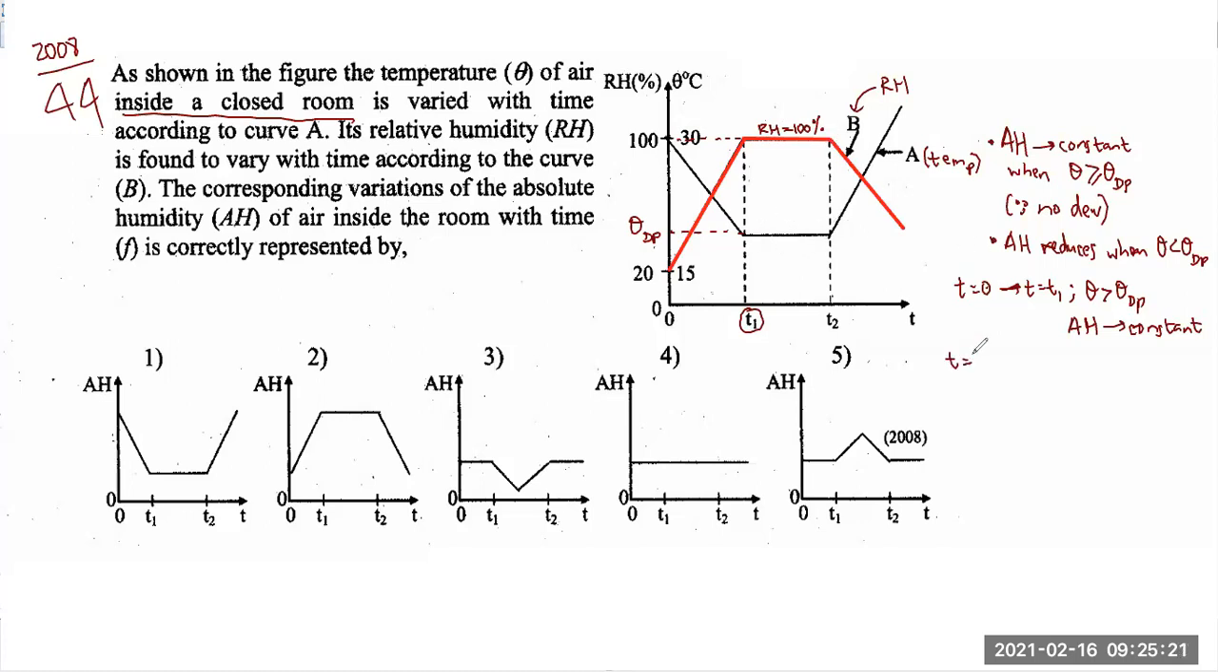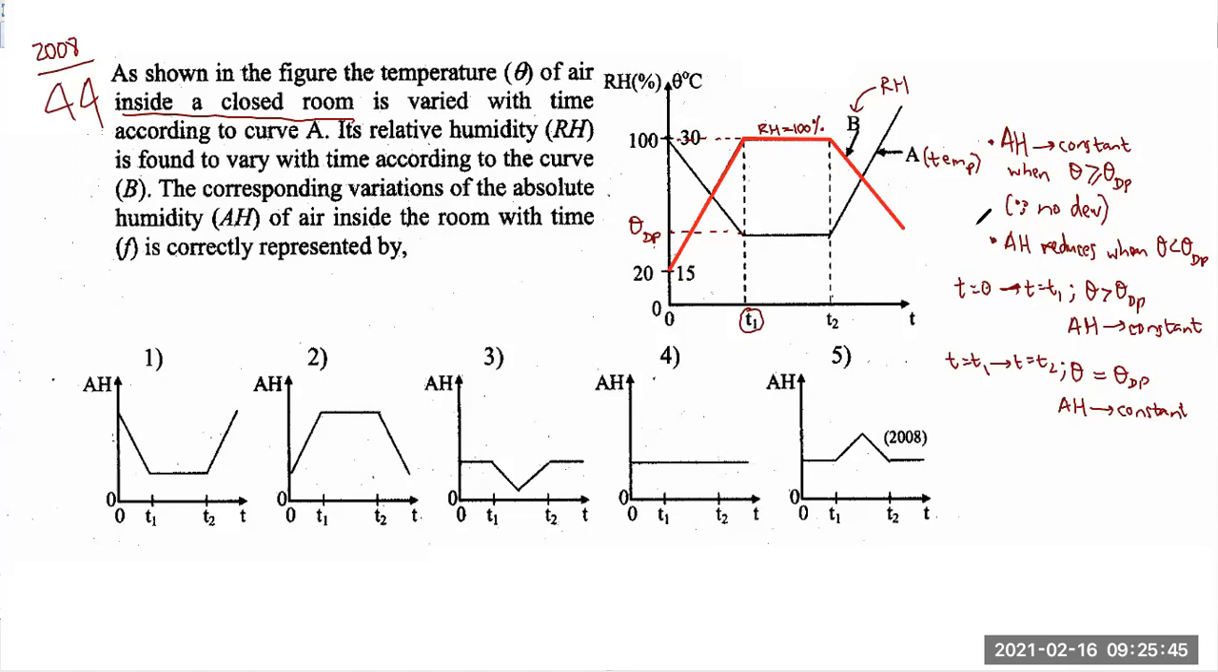When time is equal to T1 to time is equal to T2, what is the temperature? Temperature is equal to dew point, right? When the temperature is equal to dew point, what will happen to AH? It will not change. It will remain constant. Why? When the temperature is equal to dew point, dew doesn't form, the air remains saturated.